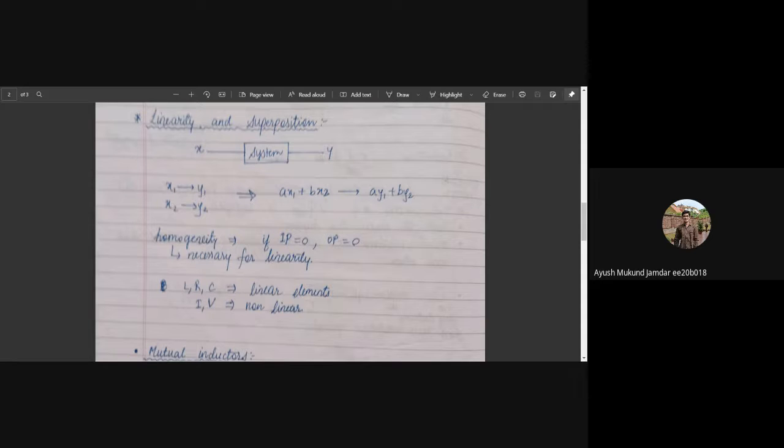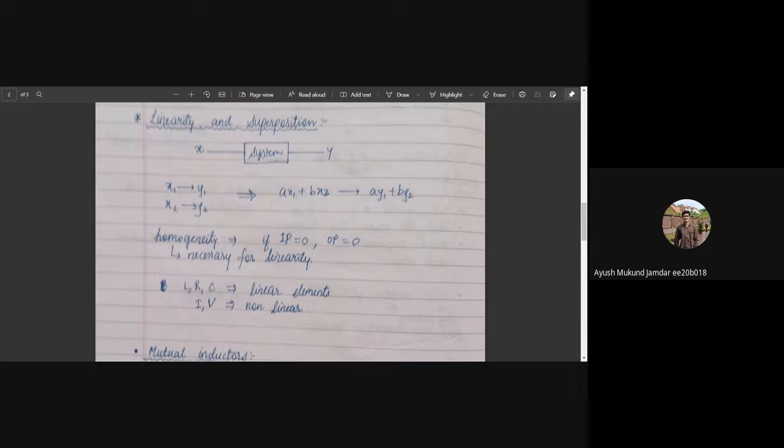The circuit elements that we are going to deal with, basically the inductors, capacitors, and resistors, are all linear elements. They follow linearity. Apart from these, voltage sources, current sources, and dependent sources are what we are going to deal with.